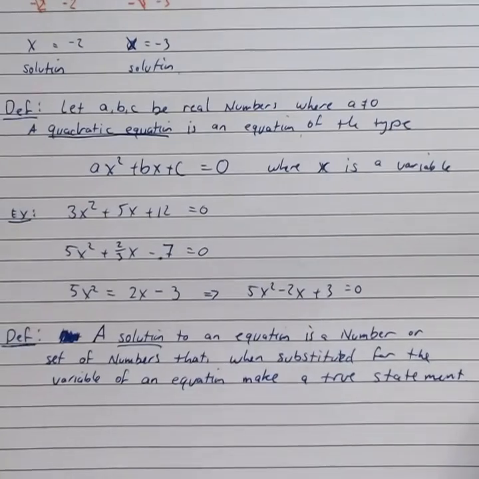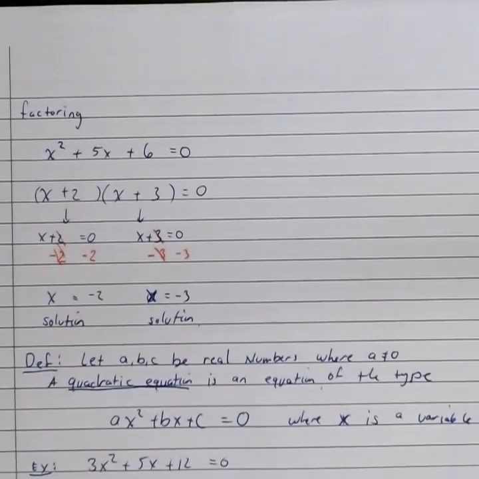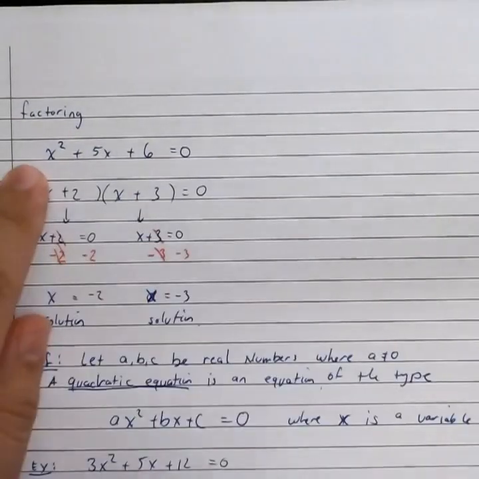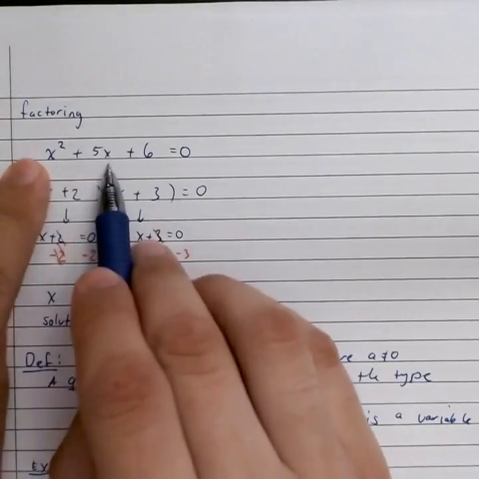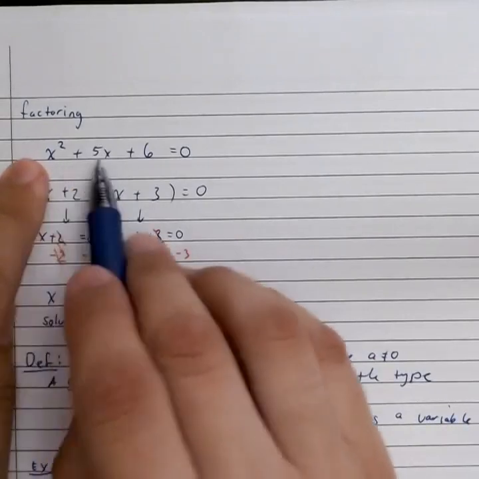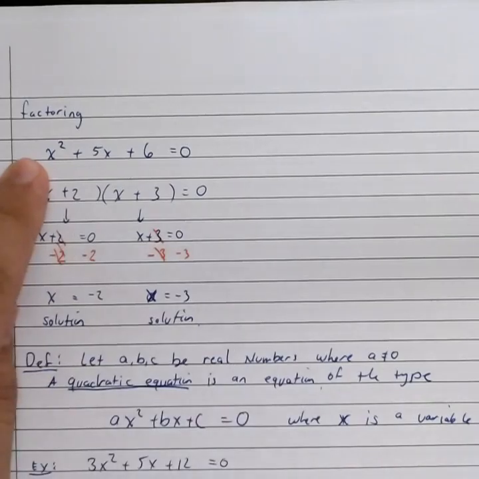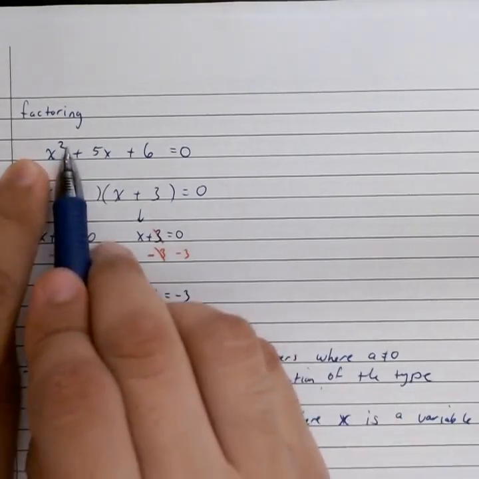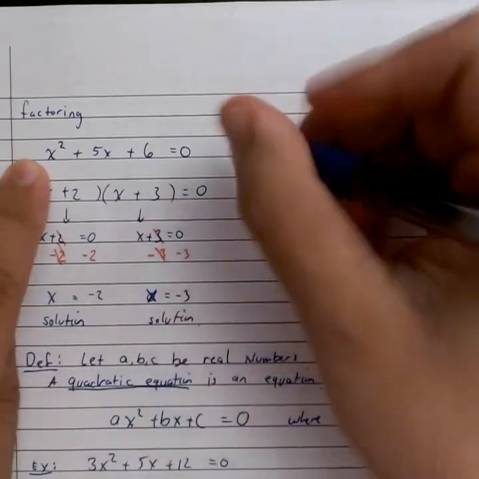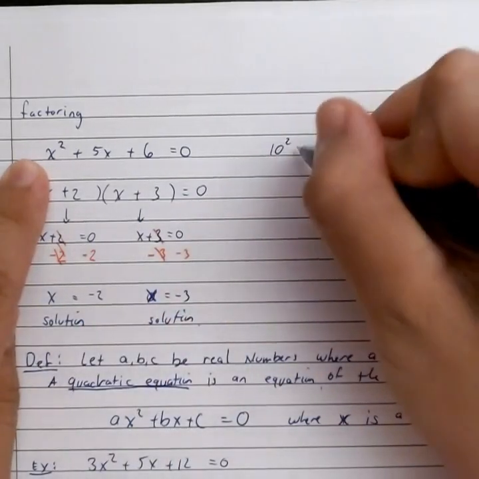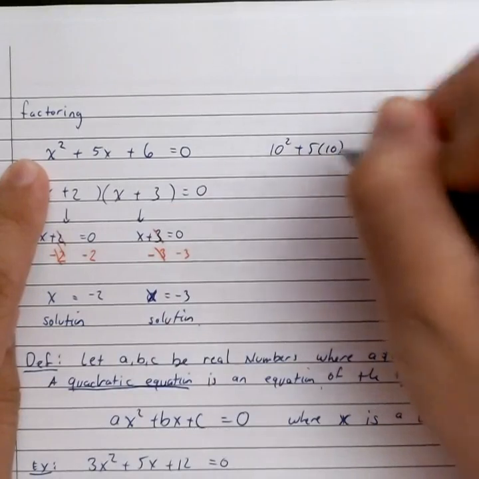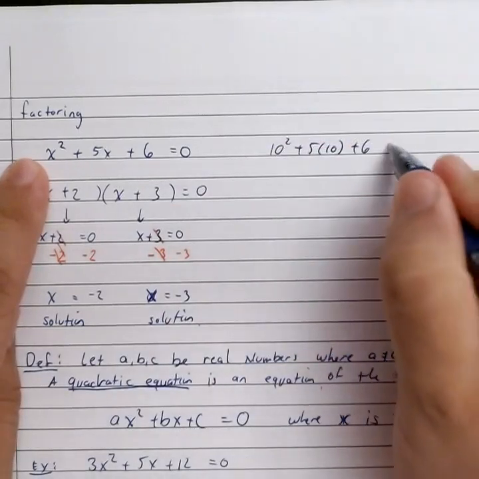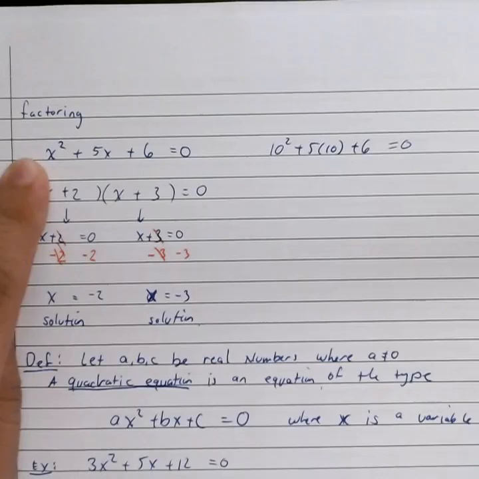Going back to the original problem that we saw up here when we factored, this is an equation. X is some number which we don't know. We could plug anything we like in there. I could say 10. All right, let me plug in the number 10 in here. 10 squared plus 5 times 10 plus 6 is equal to 0. So I can plug in the number 10. The problem is that's not true.